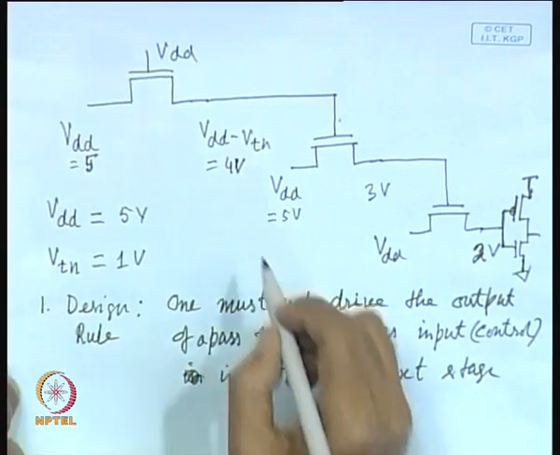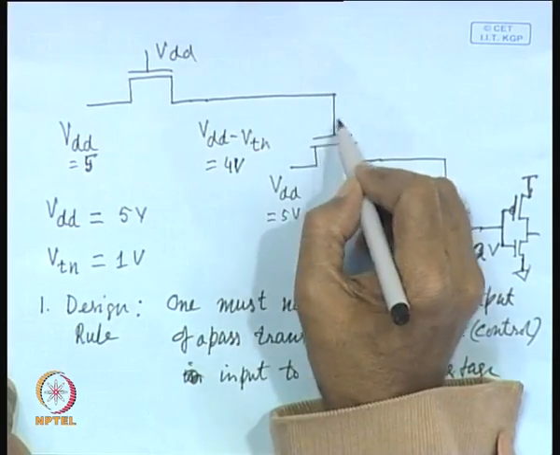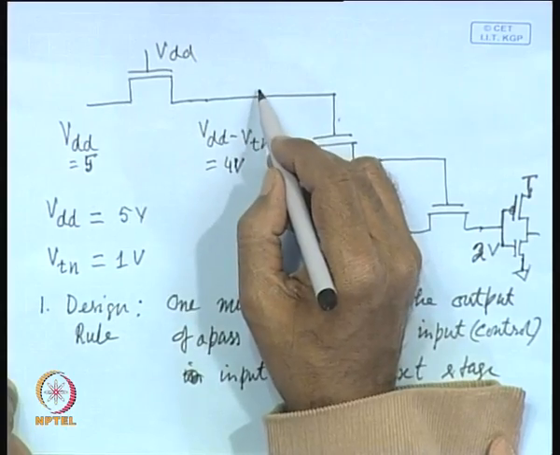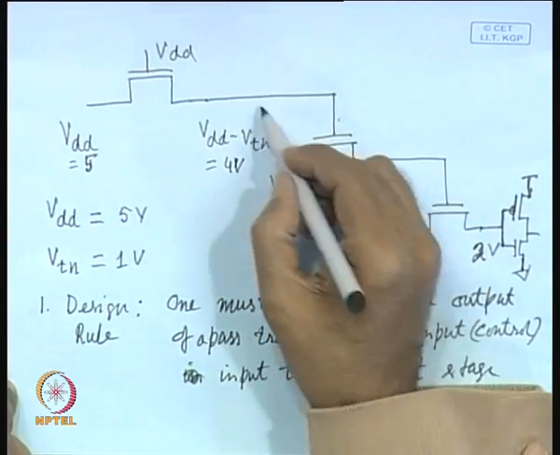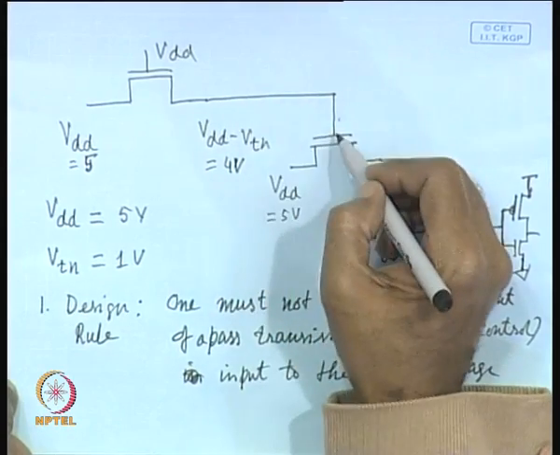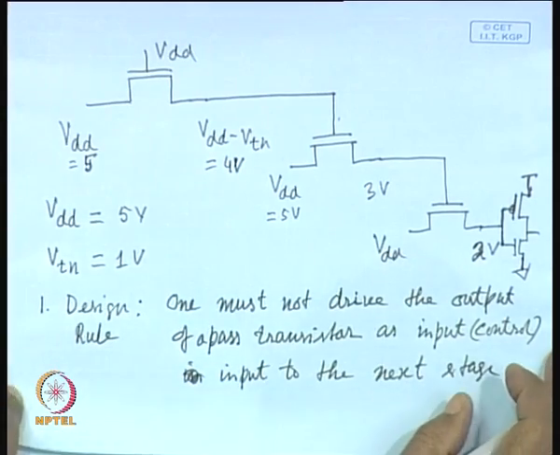That means, we shall never use this signal as a control signal to the next stage. So, either we shall put an inverter here, a buffer, to restore the level, and then we shall apply it to the next stage. This is the first rule that you have to follow while realizing circuits using NMOS as switch.